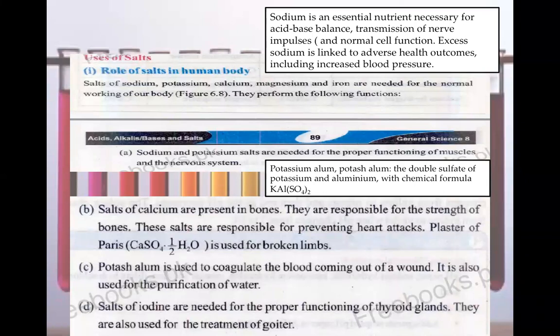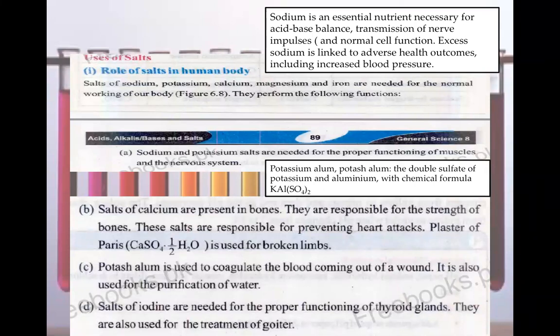उसको blood को जमने के लिए, जो जख्म से हमारा ब्लड निकल रहा होता है उसकी कोगुलेशन के लिए. आपने देखा होगा ब्लड निकलने के बाद थोड़ा ब्राउन कलर की चीज ऊपर एक लेयर सी बन जाती है, ठीक है, वो हमारे ब्लड की हेल्प की वजह से बनती है. And potash alum is also very helpful, which is used to coagulate the blood coming out of a wound. It is also used for the purification of water. It has this formula of calcium and aluminium joined with the two sulfate molecules.